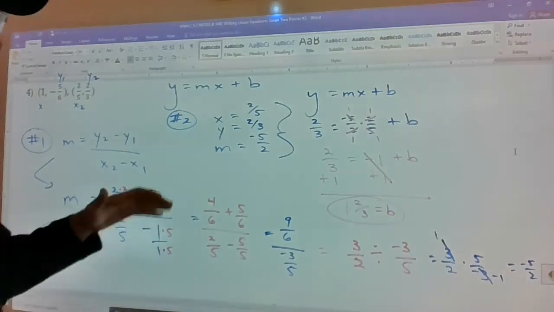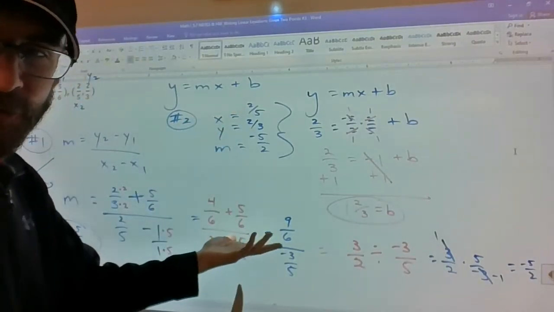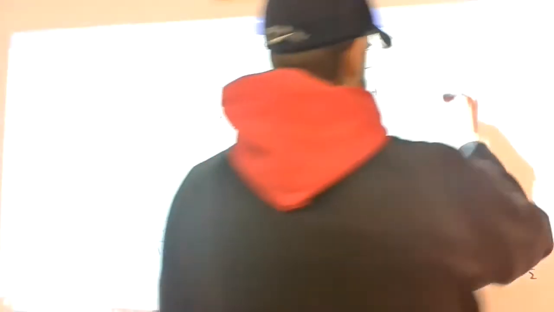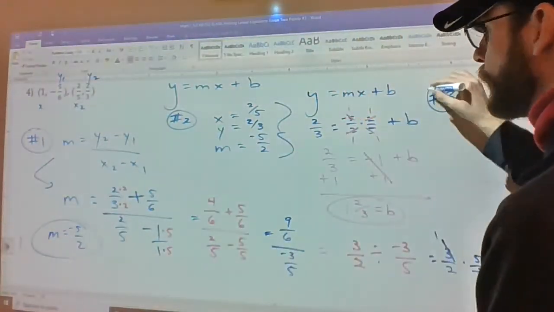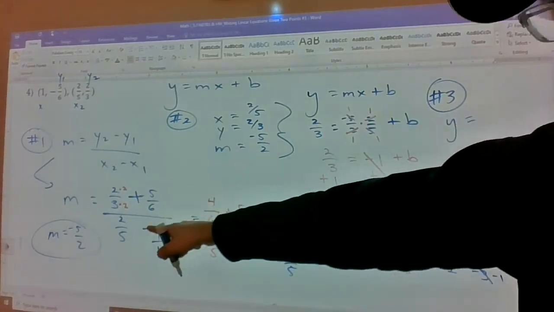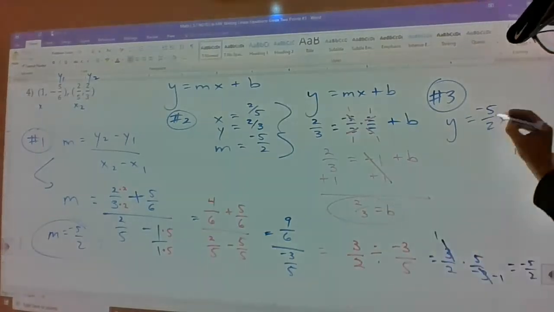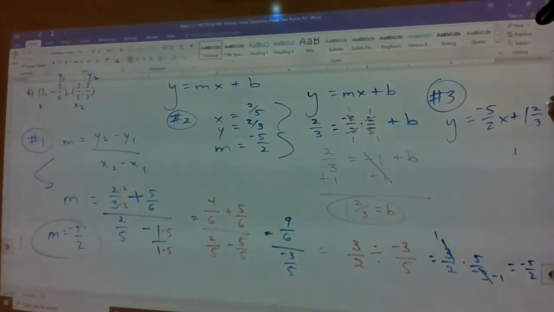Anyway, you don't have to use this point, but if you do, that's how you work with it. So step 3 is make sure you actually rewrite the equation. y equals, my m is negative 5/2, x, my b is 1 and 2/3, and I'm done.